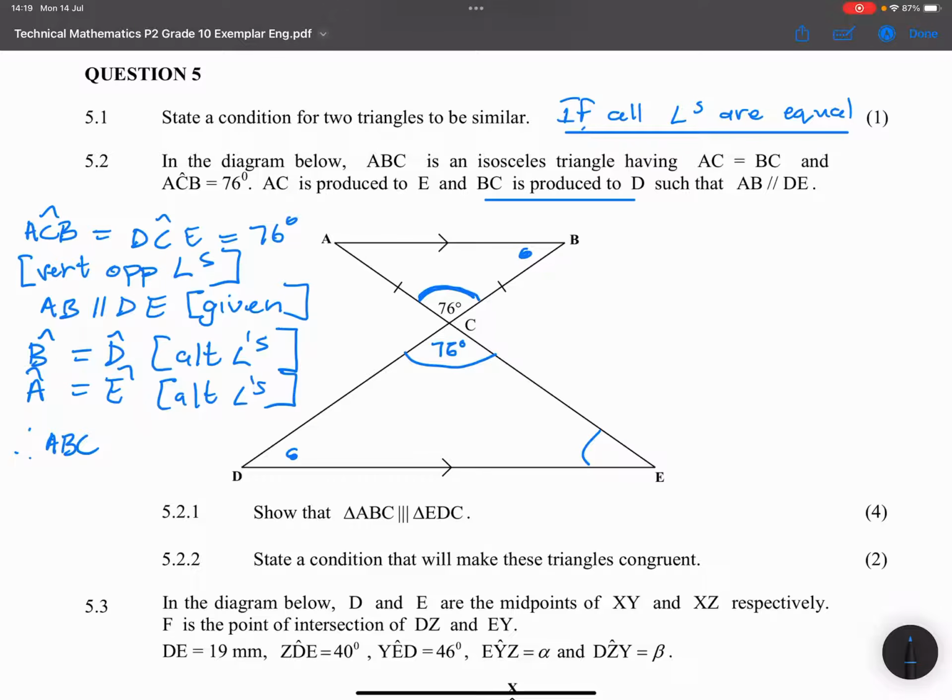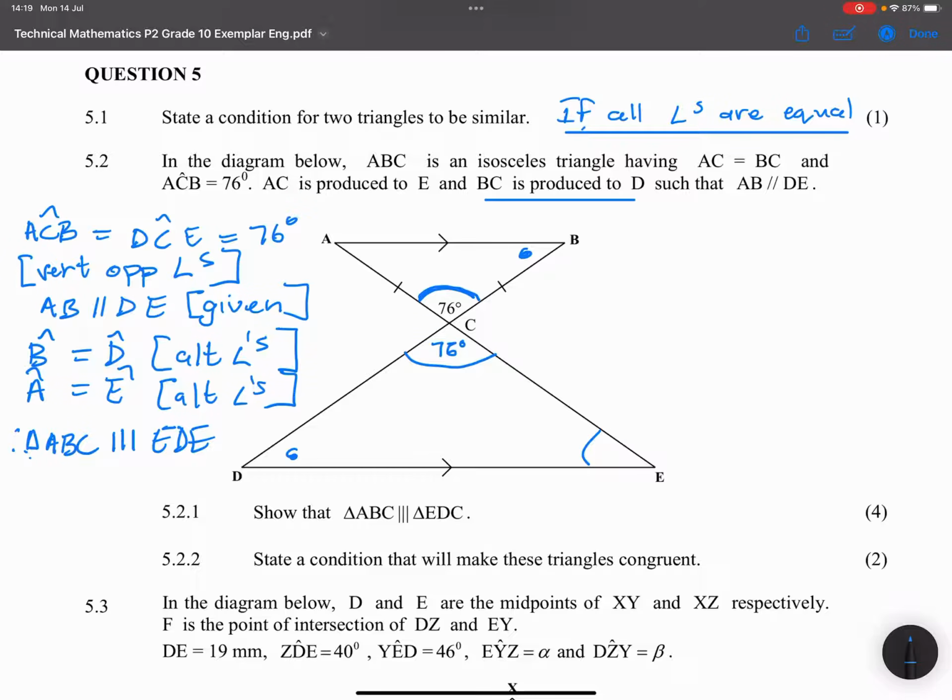ABC. Now it's very important when you label that triangle that you order the vertices. So if you look at this, angle A should be equal to angle E, the first one. The second angle, B, should be equal to angle D. And lastly, angle C is equal to angle C. So they should correspond. So that's similar to triangle EDC. How you order your vertices must be the same for each of the triangles.